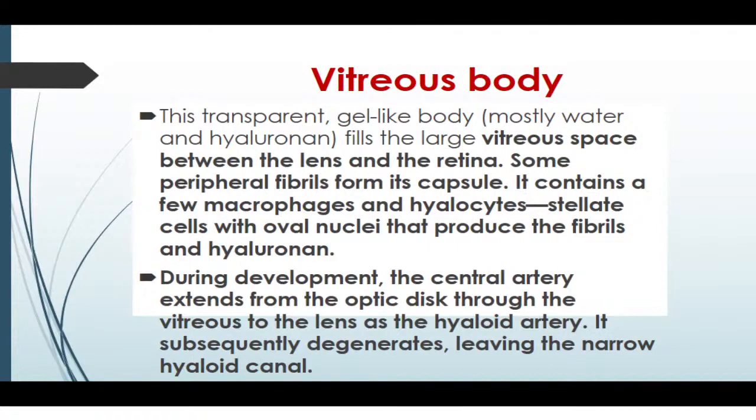Maybe in some tests you may be asked what hyalocytes mean, or what is the name of the stellate cells of the vitreous body? Again, hyalocytes. These cells produce hyaluronic acid and fibrils. During development, the central artery extends from the optic disc through the vitreous to the lens as the hyaloid artery. It subsequently degenerates, leaving the narrow hyaloid canal.